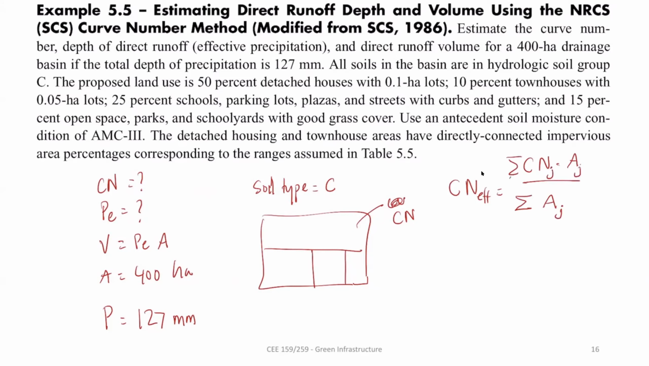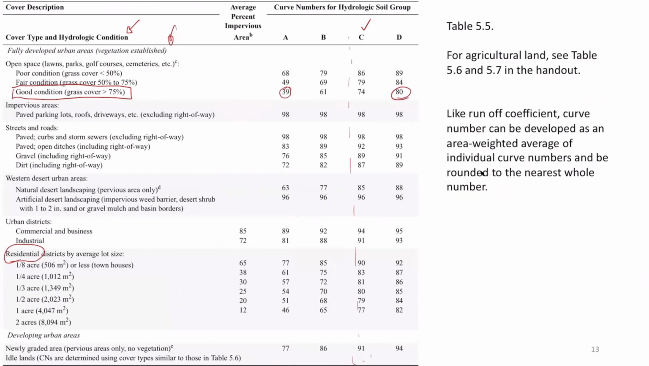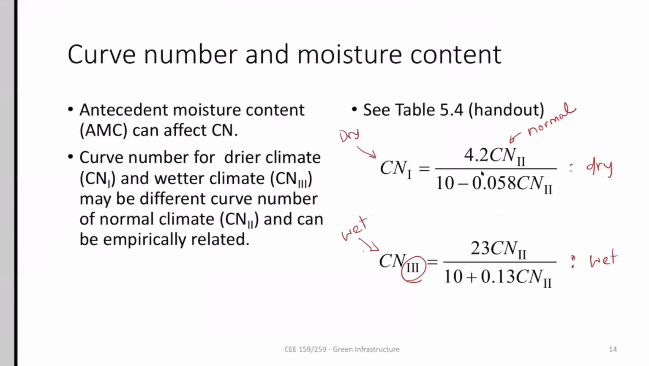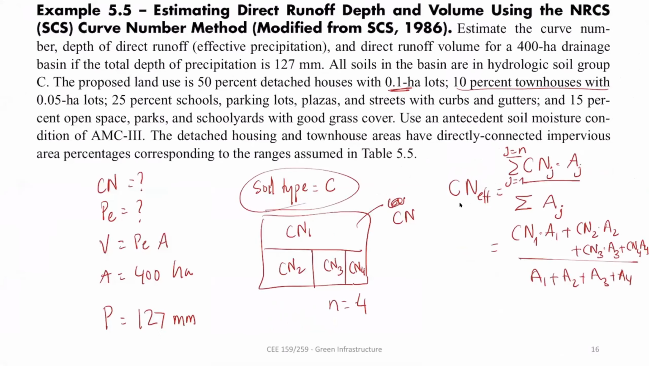For instance, it says 10% townhouse with 0.05 hectare lots. So you look for townhouse. Here townhouse means residential area, and then the lot size is given. Based on the lot size, I think it's the very lowest one, so maybe this one. So it will be 90. All these numbers you get from there, and you can substitute that value. So you'll get CN effective.